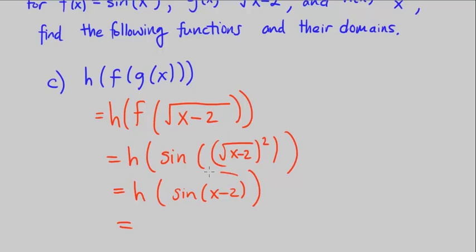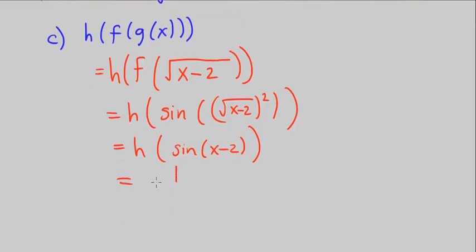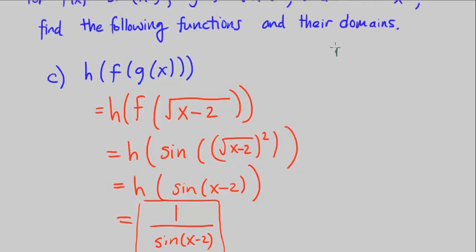Now plugging h with the input of sine of x minus 2. Remember, h is just 1 over x. So that's going to be 1 over sine of x minus 2. Okay, so this is the final function. And now let's talk about the domain.